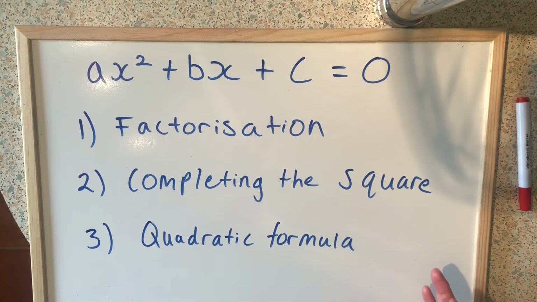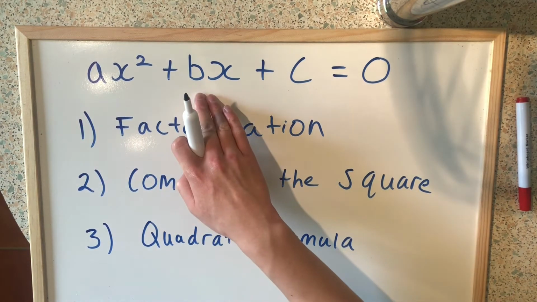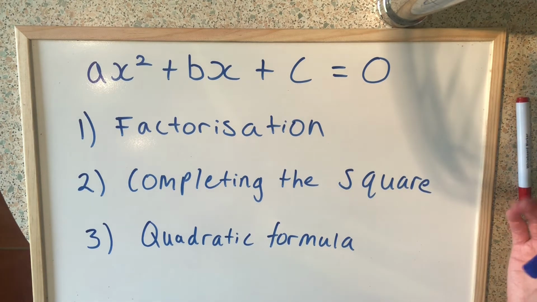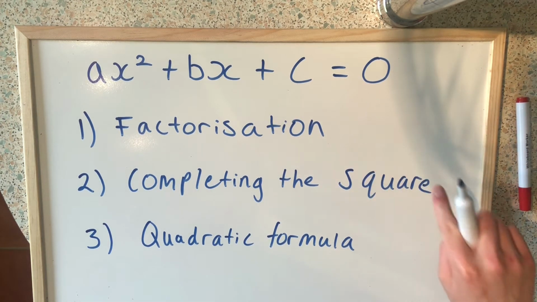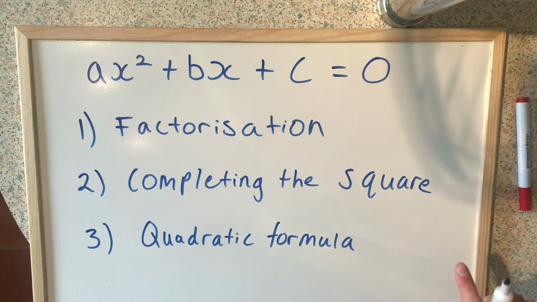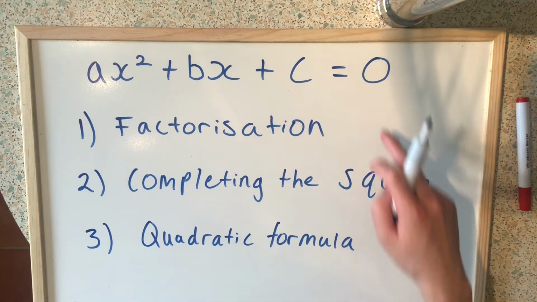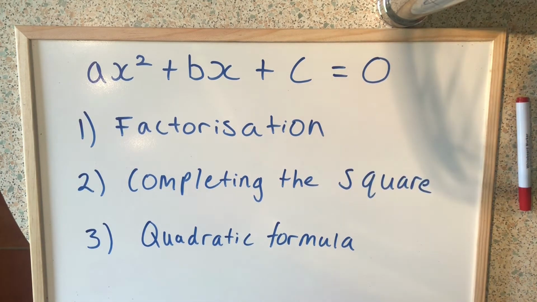So we can solve equations of this form, ax squared plus bx plus c equals 0, by using a few ways: factorization, completing the square, and using the quadratic formula. And by solving this, I mean to find out what x is, what x could be, so that it would equal 0.